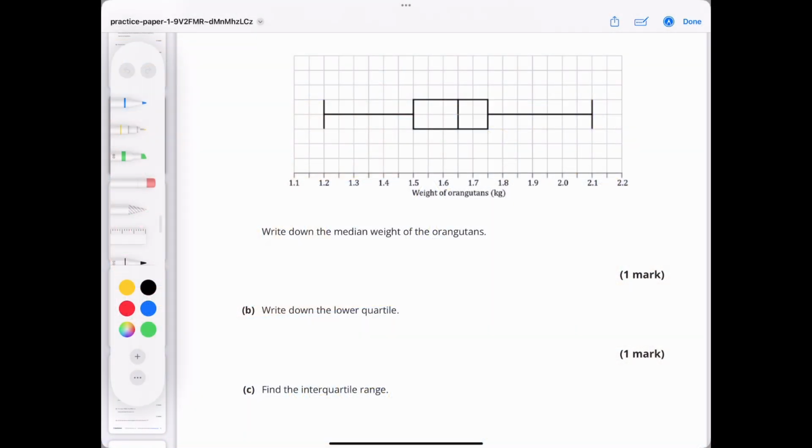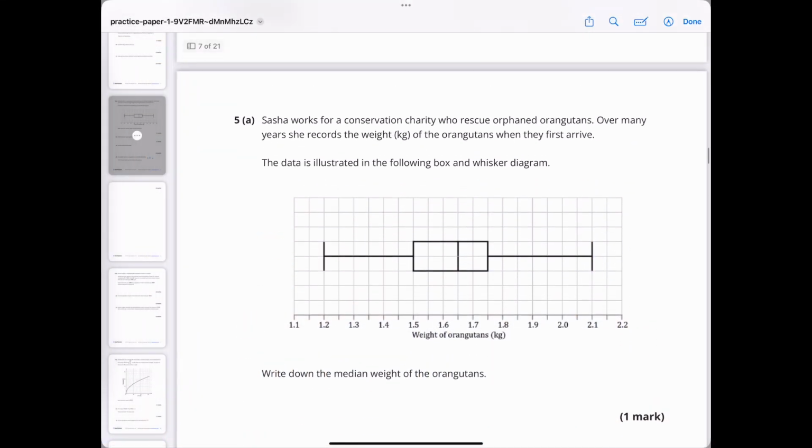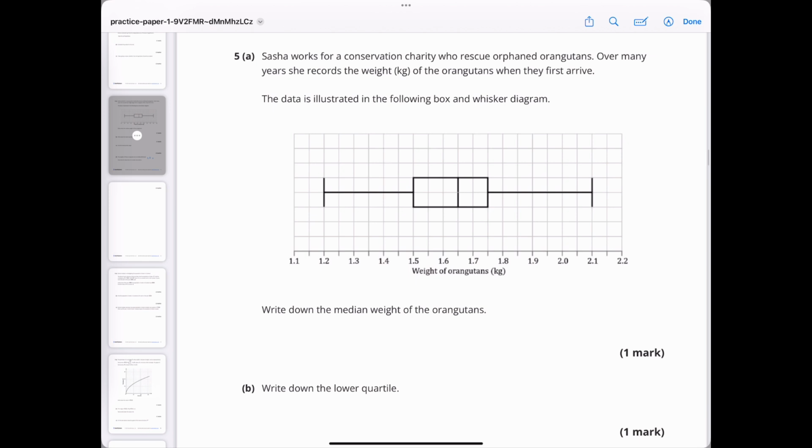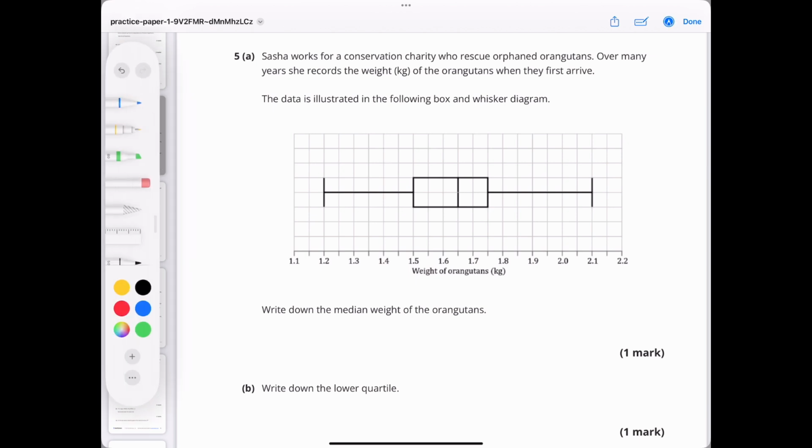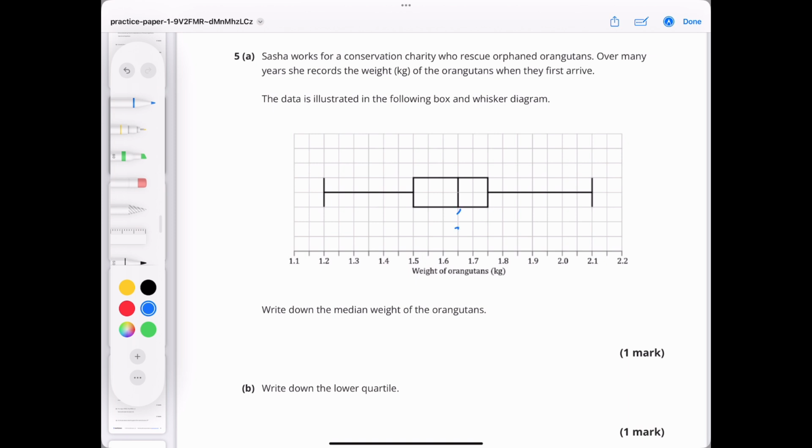Look at the IB paper that we were carrying on with. This is question 5, and it's all about orphaned orangutans, and we're using a box and whisker diagram to find out information about them. The median weight of the orangutans is this line here in the box, so it's 1.65 kilograms. And then the lower quartile is 1.5 kilograms.